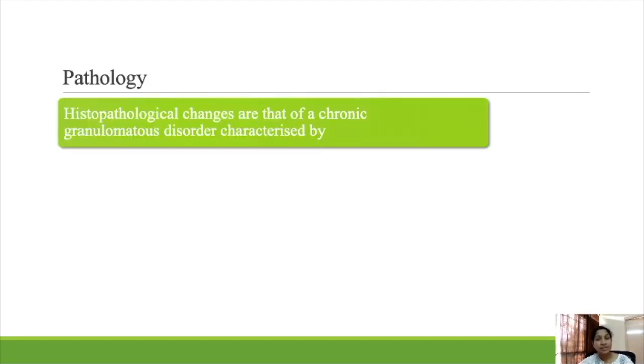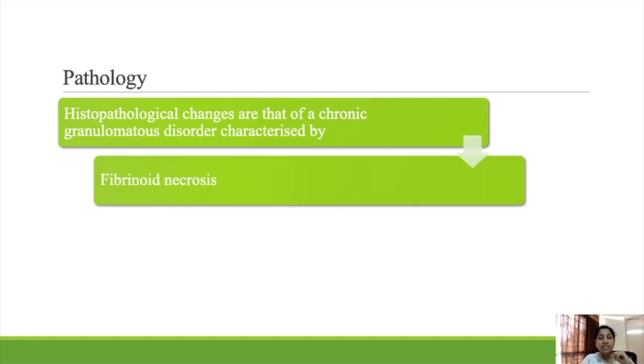How the disease is forming. Histopathological changes are those of a chronic granulomatous disorder. First, there will be fibrinoid necrosis. Fibrinoid necrosis means what? Cell death.